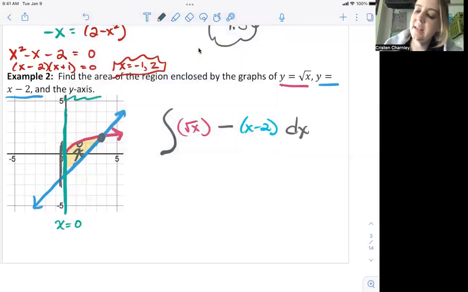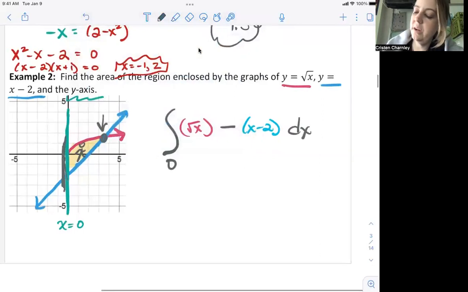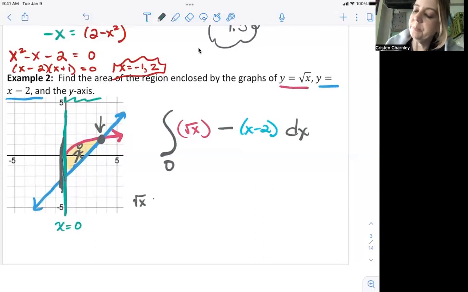So they intersect at the y-axis, well, they don't actually intersect. They start at the y-axis, which is x equals 0. And then they do intersect over here, wherever that is. So I'm going to set them equal to each other. I'll say the square root of x is equal to x minus 2.